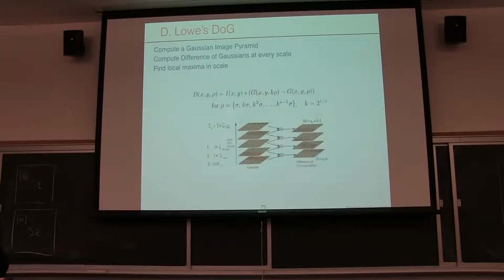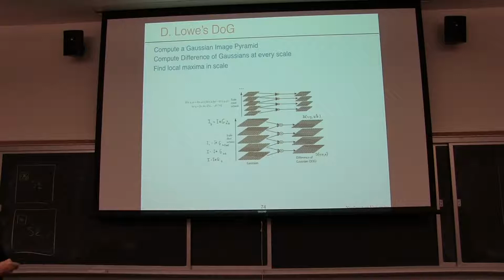And then what you do is take differences between consecutive levels, okay? So I take this level minus this level. That gives me a difference of Gaussian. Then this level minus this level, that gives me a difference of Gaussian, and so forth. So I have now all the different scales. Okay? And then we apply our detector at each level.